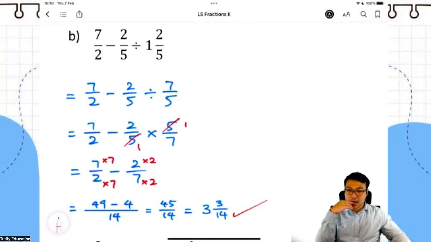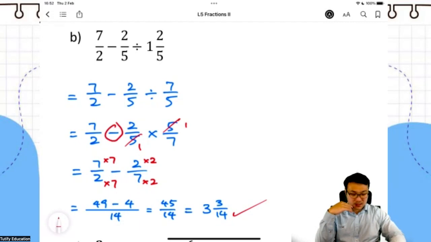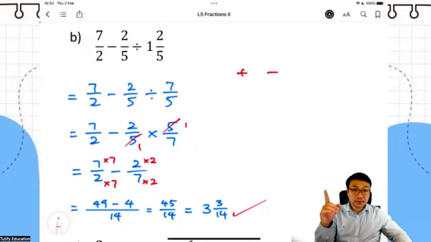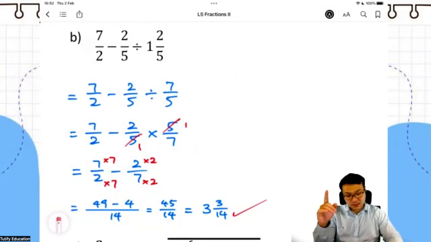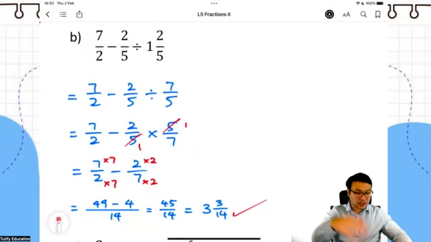Why can't you cross out like the 2 for 7 over 2 and 2 over 7? Because this is a minus sign, it's not a multiply. Oh, yes, okay. Students, you can only cross things out when it's a multiplication sign. When you have plus and minus, what do you need to do? You must make sure that the denominator is the same. When you have times, then you make sure that you can cross things out.